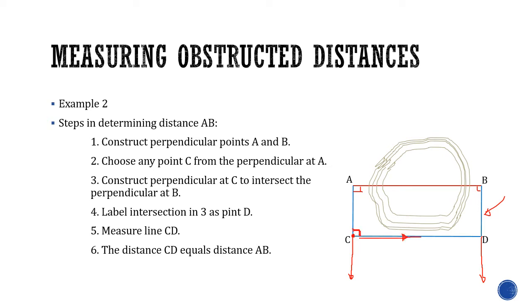Okay, hanggang makarating ka doon, tapos makikita mo mag-intersect yun. No? Itong line na ito at itong line na ito mag-intersect, yun yung point D. So now, what you have to do is to determine the distance between C and D. Okay, so that distance is also equal to A and B. So, ganun lang siya kadali, no? So, gagamit lang tayo ng mga basic geometric properties.